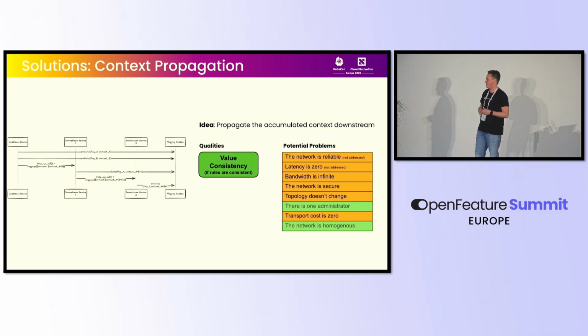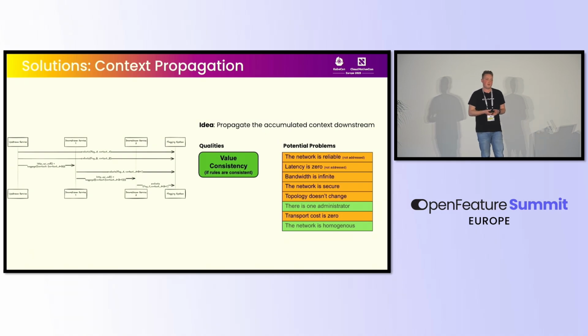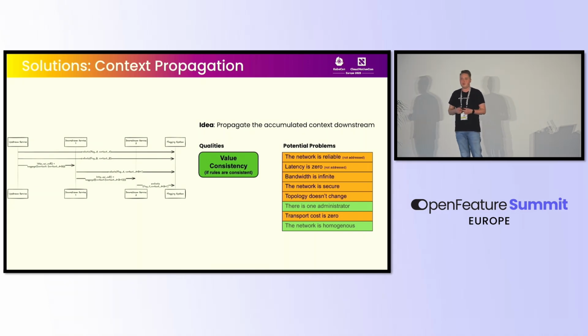It might be too much context to propagate, especially if we don't know how long our call chains are downstream. Sometimes we don't know. The other problem we see here is that the network is secure and topology doesn't change. What do we mean by this? Topology doesn't change. It's important for us to know whom we are propagating to. We don't want to propagate to a third-party service. Maybe the context could contain PII, like an email address. It could be anything. So we really don't want to send this to any third-party service we don't intend this context for.